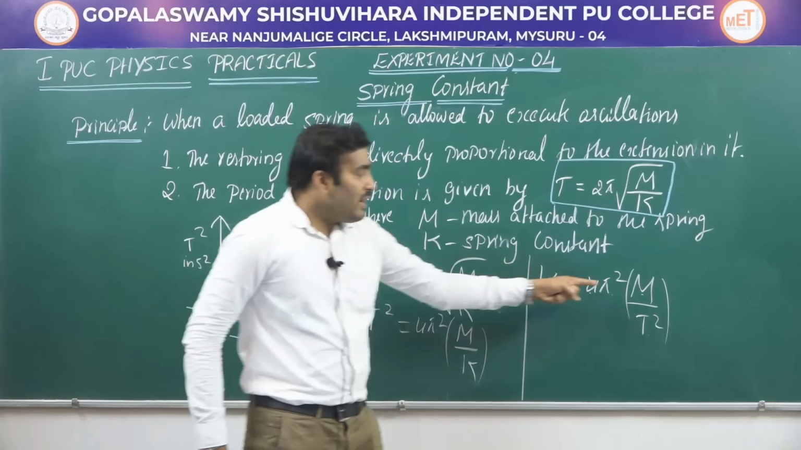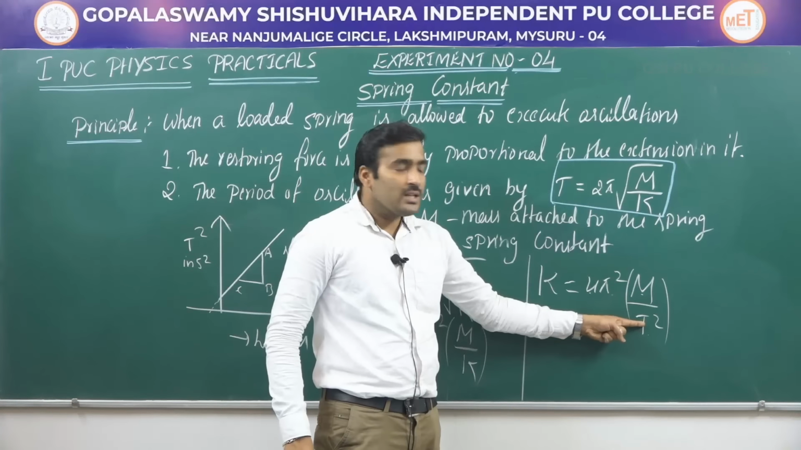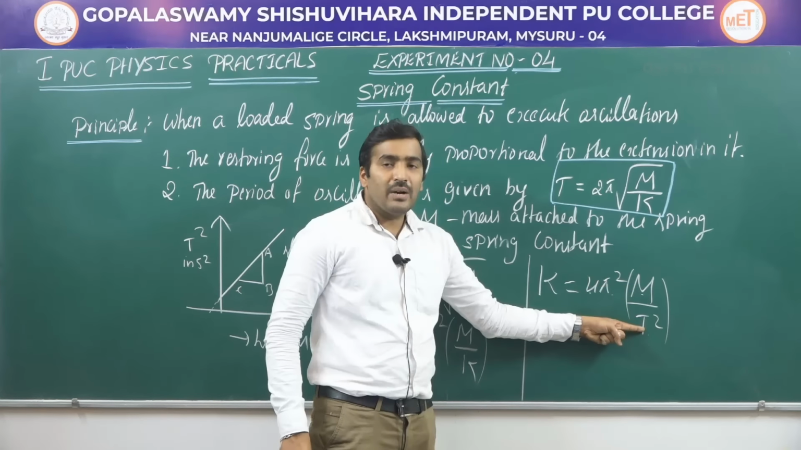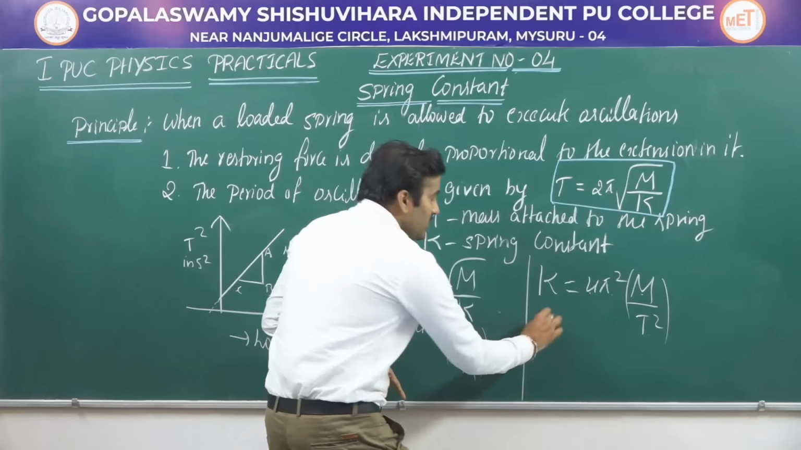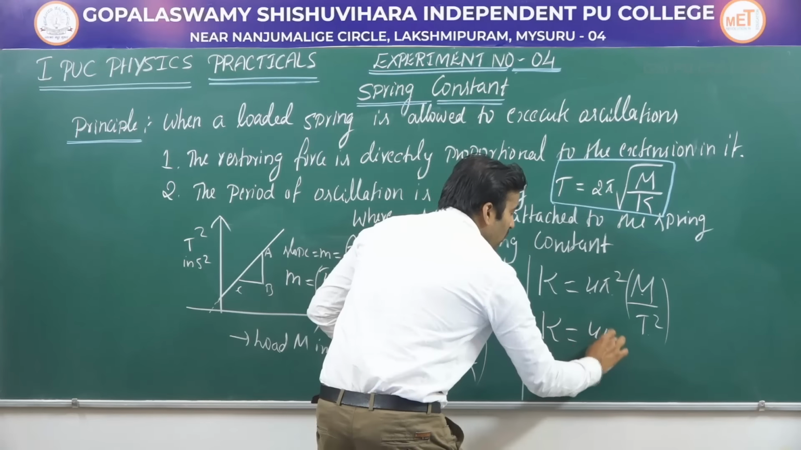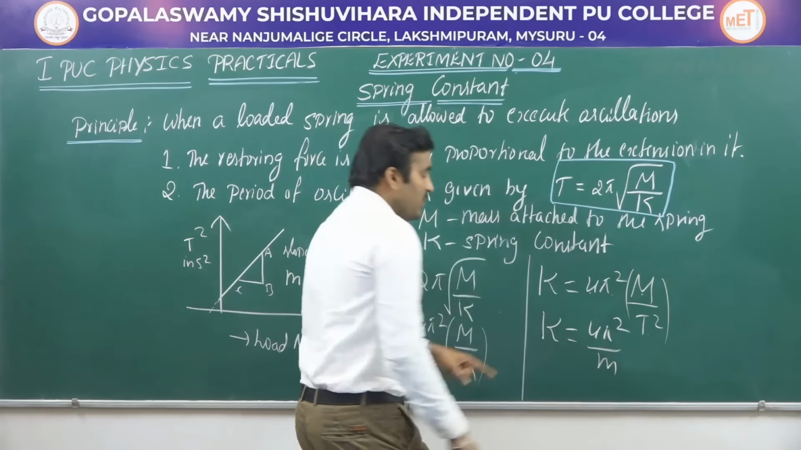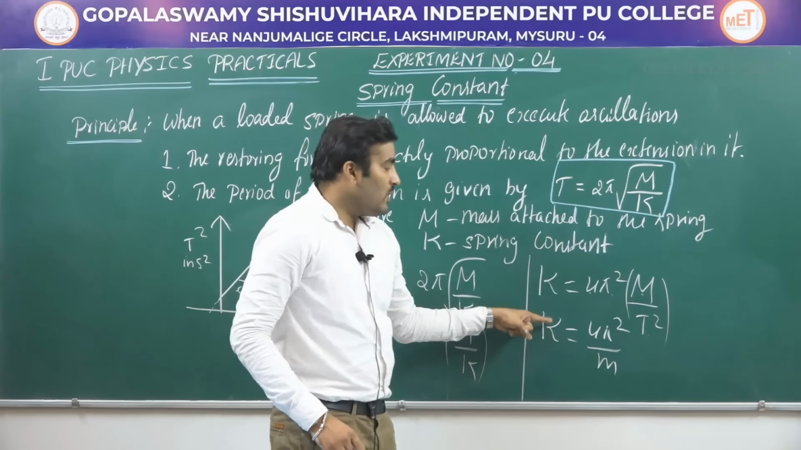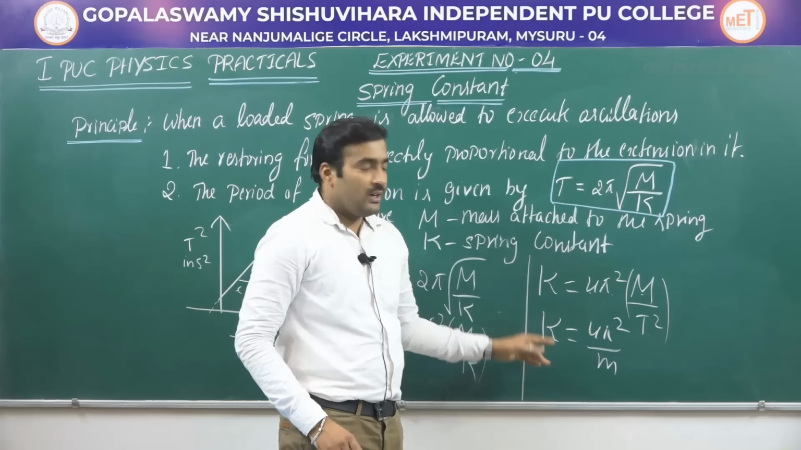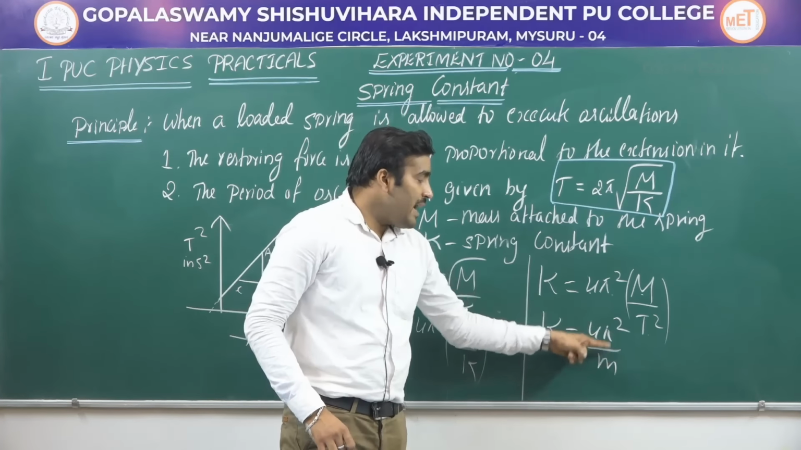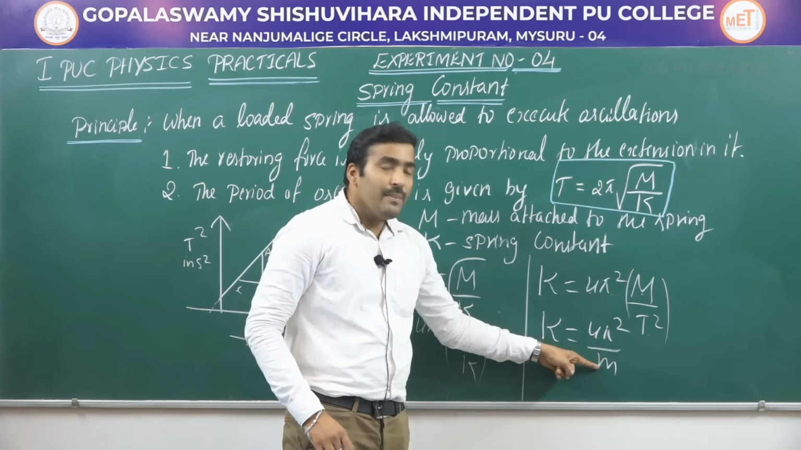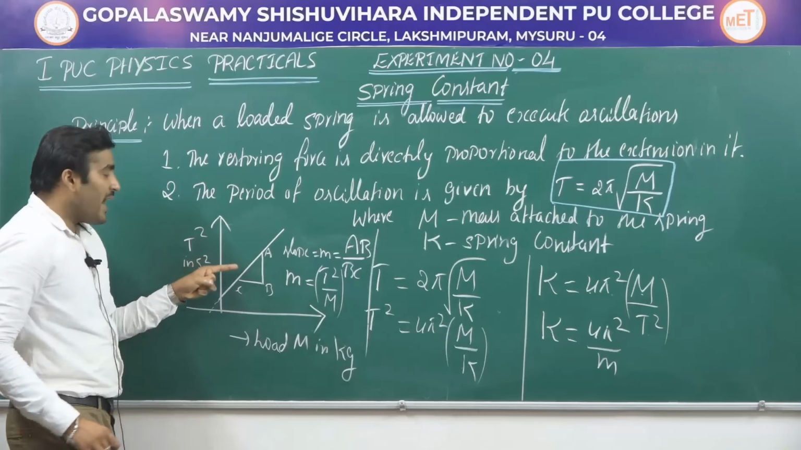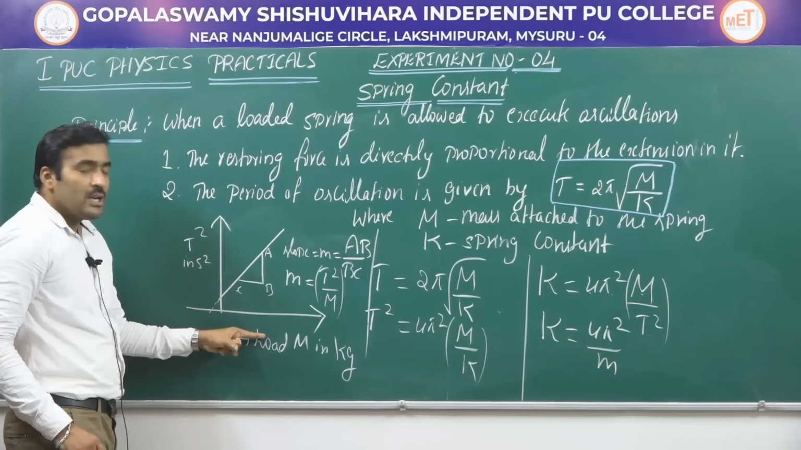But in the formula, we have m by t square, correct? Therefore, this m by t square becomes the reciprocal of the slope. Therefore, k will be equal to 4 pi square by m. So, using this equation, we can obtain the spring constant k, where pi is a constant and m is the slope of the graph plotted as t square versus m.